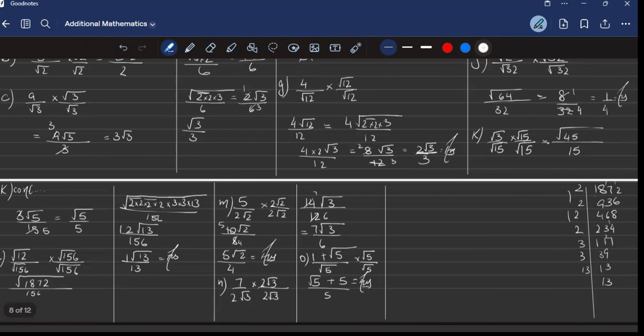And then proceeding on to part P. Part P, we have under root 3 minus 1 divided by under root 3. Again, multiply and divide by under root 3.